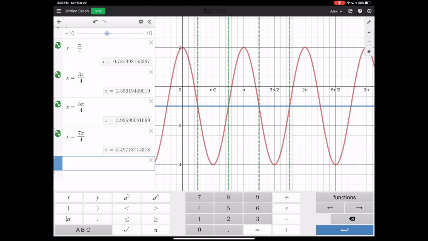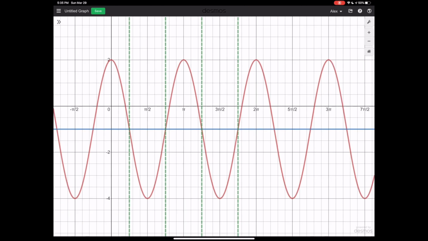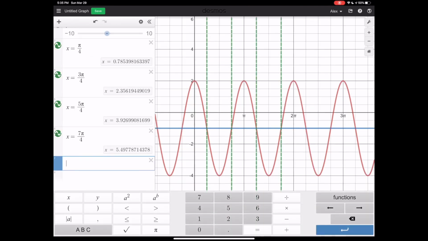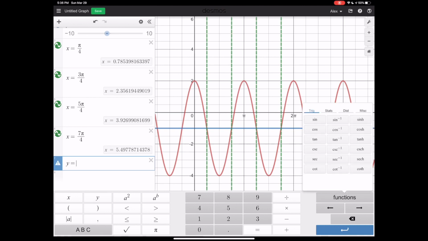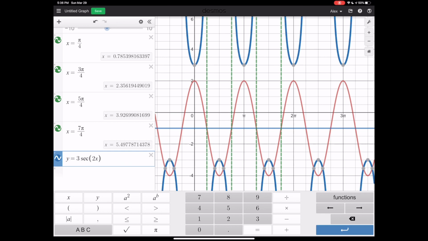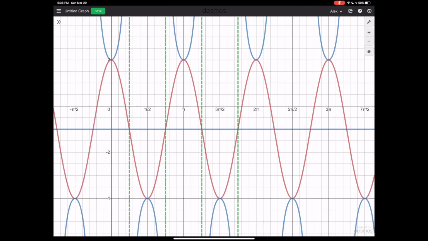And so what I would expect then is that this graph would be cut along these vertical asymptotes, and then each horseshoe here would be cut and flipped. All right, so let's type in the version with secant. So y is equal to 3 secant of 2x minus 1. And you see that exact thing.